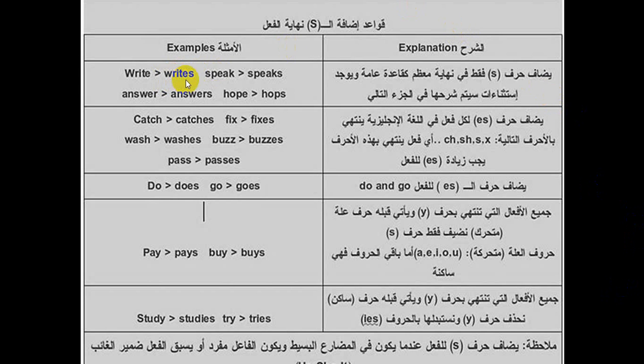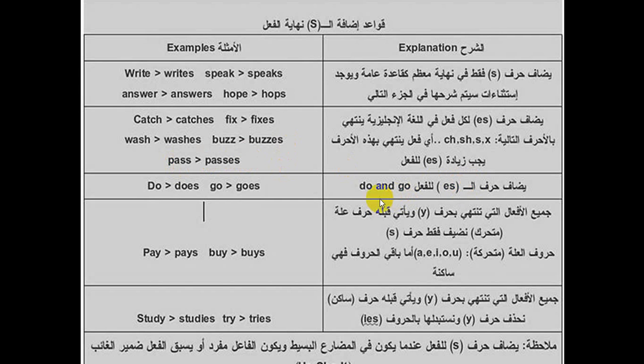For example, write writes, speak speaks, answer answers, hop hops. هنا اكو e لكن مو موجودة بالكتابة فانتبهوا لها، هنا الـ e ما تنحذف، انتبهوا زين اعزائي الطلبة، شوي هنا عندنا خطأ بالطباعة. hop hops. يضاف es للفعل اللي ينتهي بالحروف التالية: ch، sh، s، x. هذه الحروف إذا الفعل انتهى بها نضيف له es نهاية الفعل. For example, catch catches, fix fixes, wash washes, buzz buzzes, pass passes.